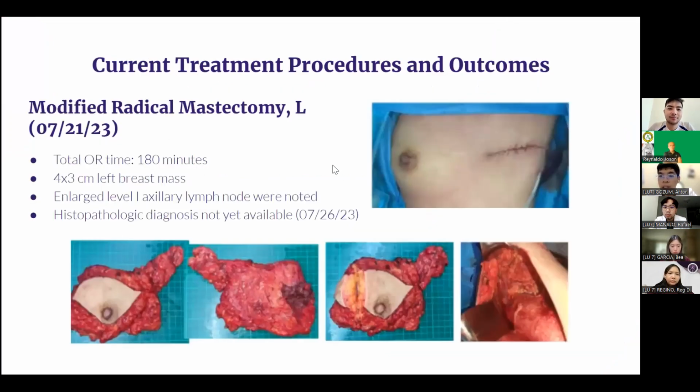So for the current treatment procedures and outcomes done in this patient, she underwent modified radical mastectomy on the left breast for 180 minutes total operating time during the 21st of July. Intraoperatively, we found a 4 by 3 centimeter left breast mass with an enlarged level 1 axillary lymph node. And as of yesterday, the histopathologic diagnosis is not yet available. Next slide, please.